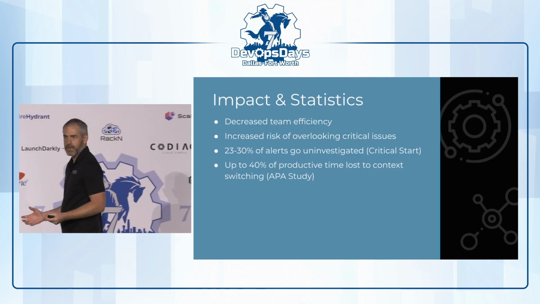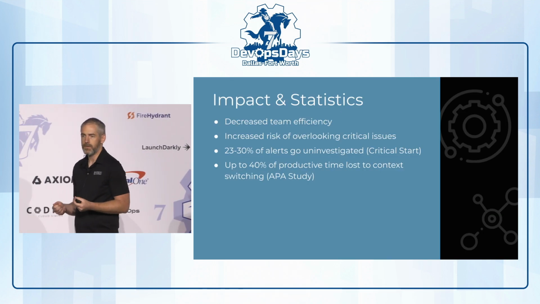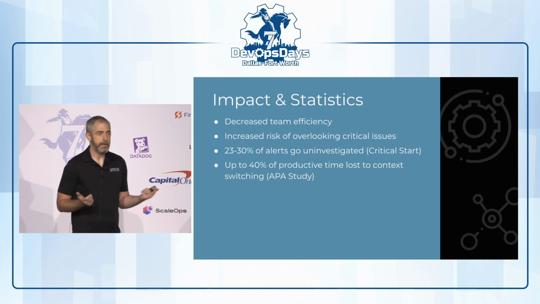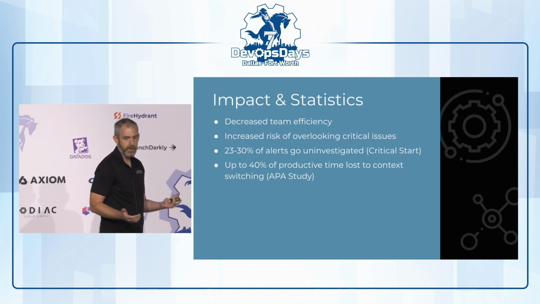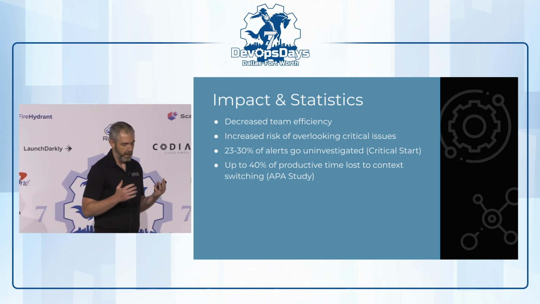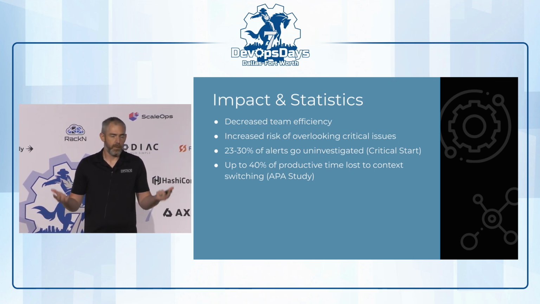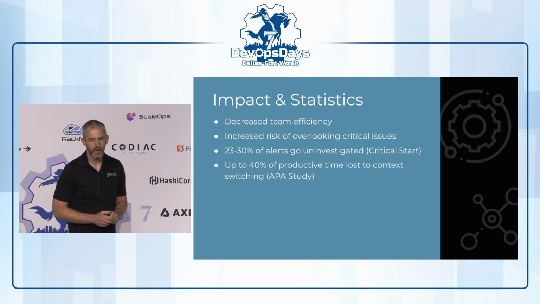What happens when this occurs? What are the results of alert fatigue and when we miss critical alerts? Well, one of the results of alert fatigue is that we lose team efficiency. Our team is not responding to alerts, right? We're missing things, so that decreases our efficiency.